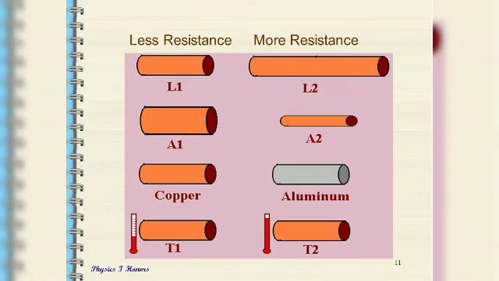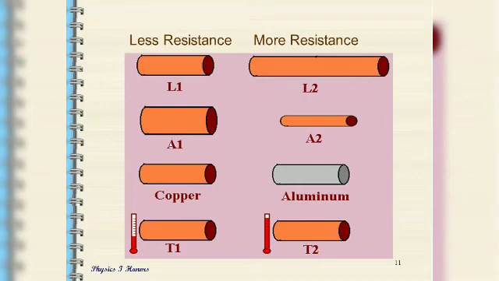Like you have the first diagram, you can see L1 is of shorter length, L2 is of bigger length, double length. So less resistance will be there in a shorter length and more resistance in a longer length. Area: in the first wire the area is more, in the second the area is less. So more area, less resistance; less area, more resistance. Copper and aluminum: copper will have less resistance because it's a very good conductor, but aluminum is the second highest one, so it is having more resistance.